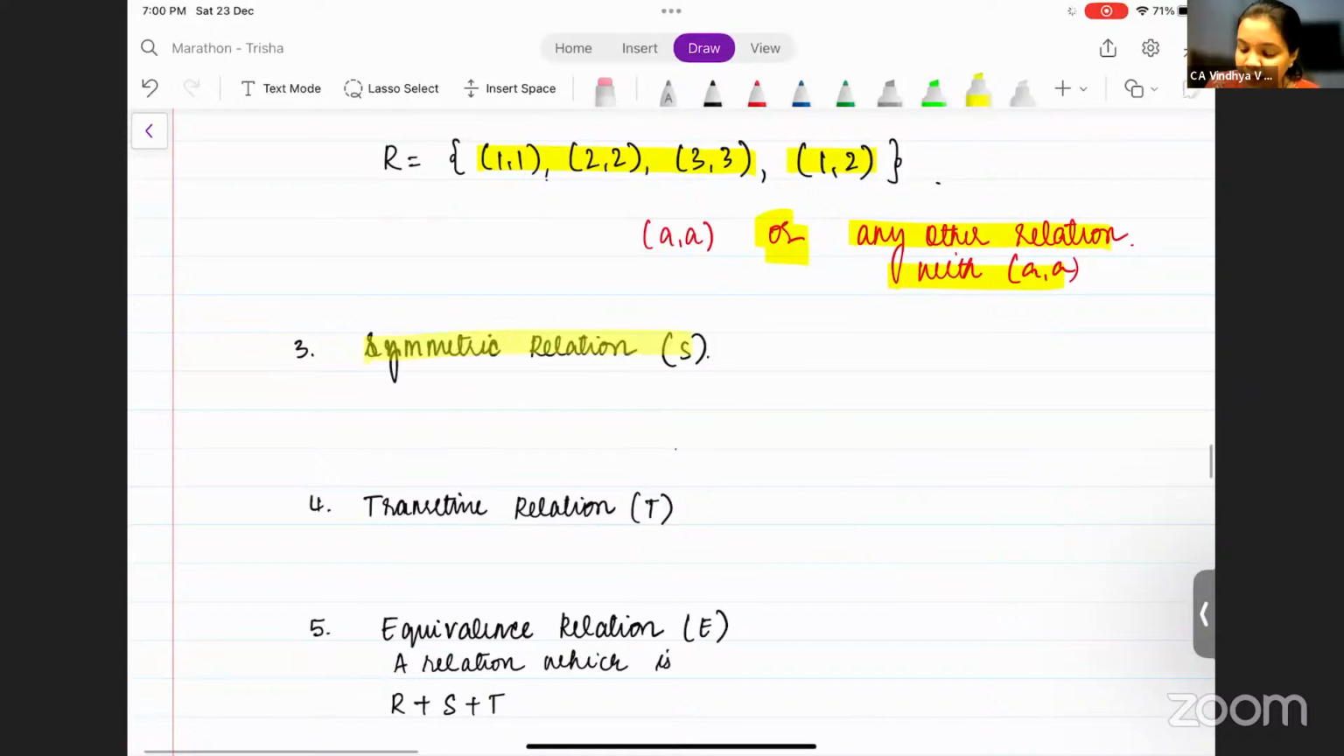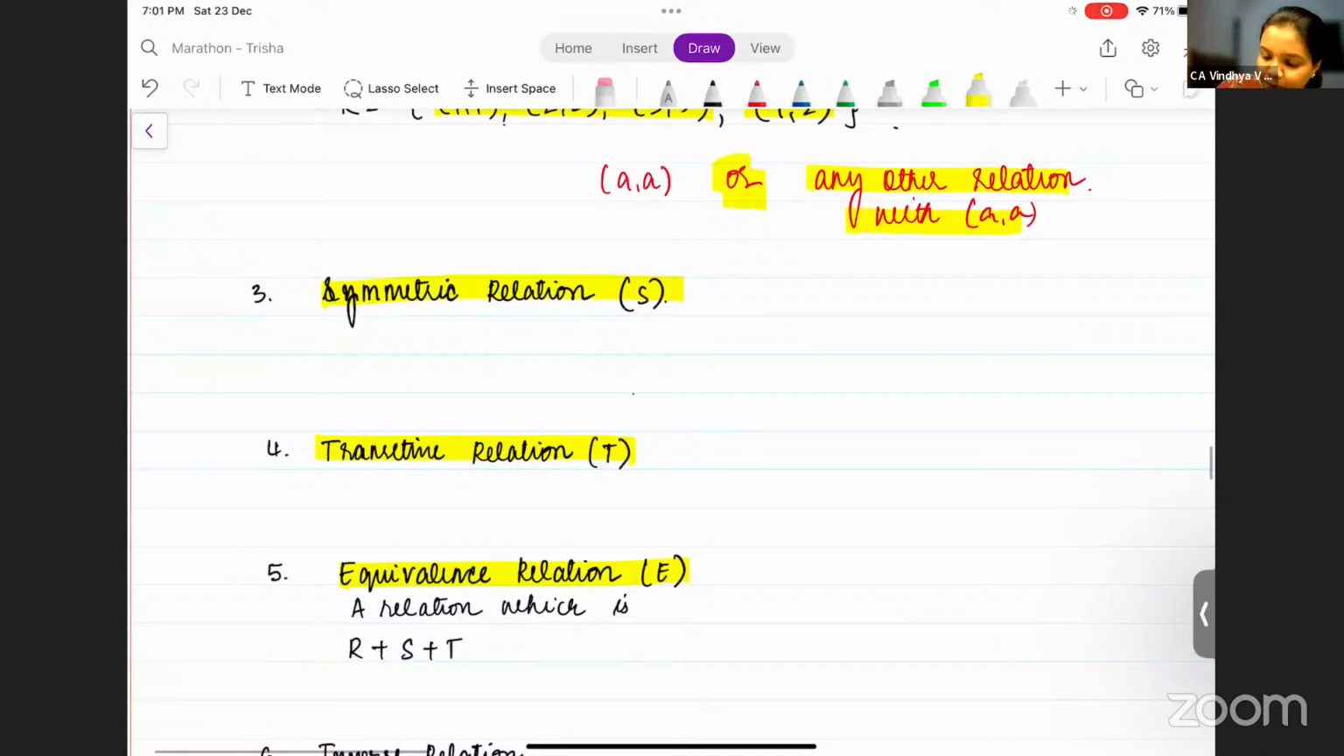Next, you have symmetric relation, transitive relation, and then equivalence. Okay, let's take an example. Symmetric. What is the symmetric relation?